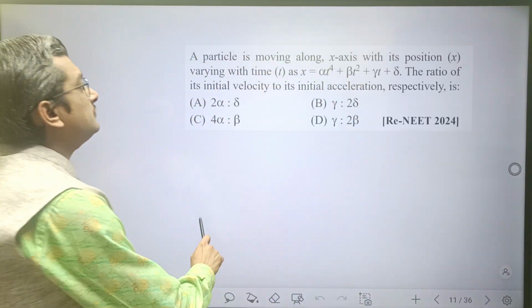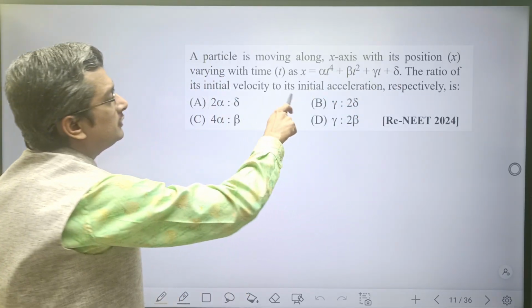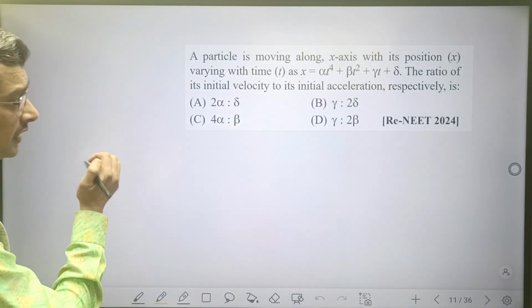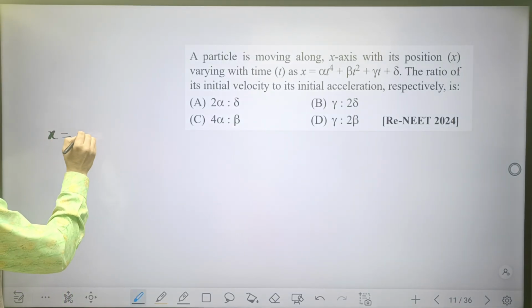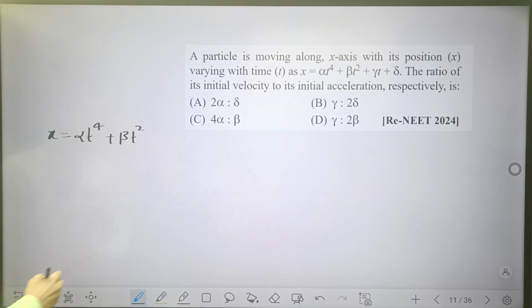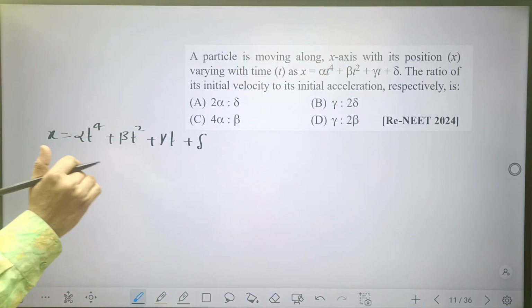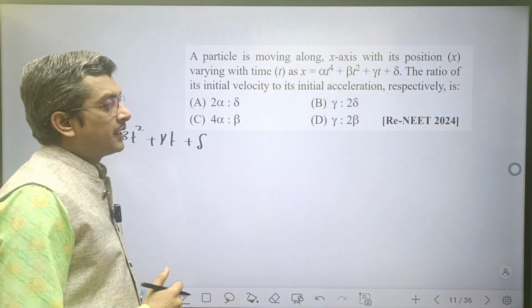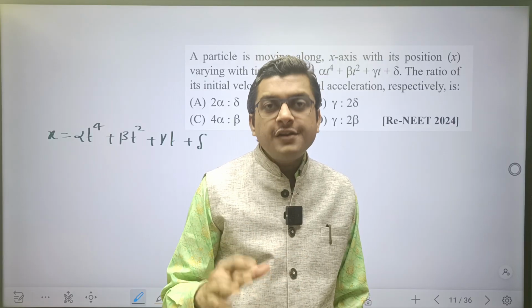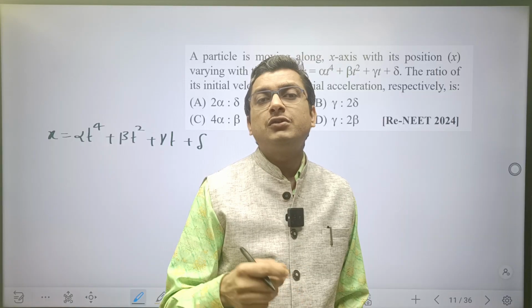Next, a particle is moving along the x-axis with its position x given as x is equal to alpha t to the power 4 plus beta t square plus gamma t plus delta. The ratio of its initial velocity to its initial acceleration is asked. Now, whenever we say initial velocity or initial acceleration, anything initial, it means that at that time we have to take the time t is equal to 0.